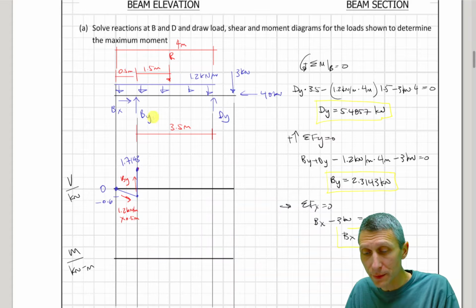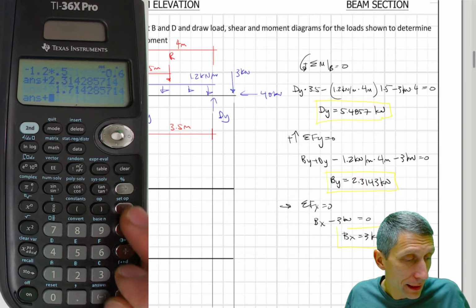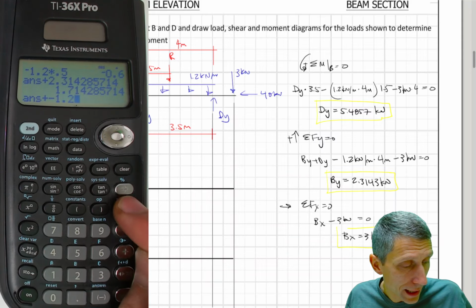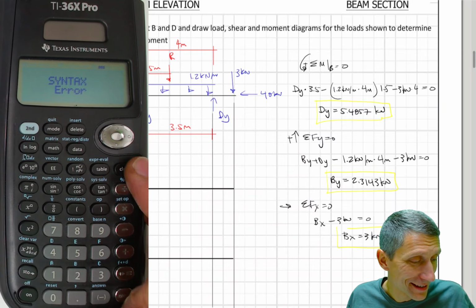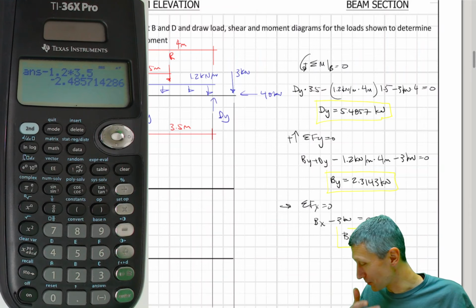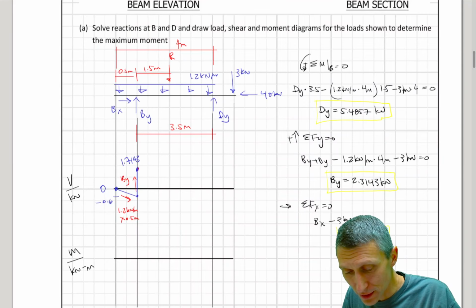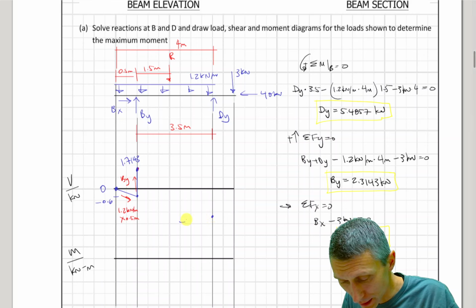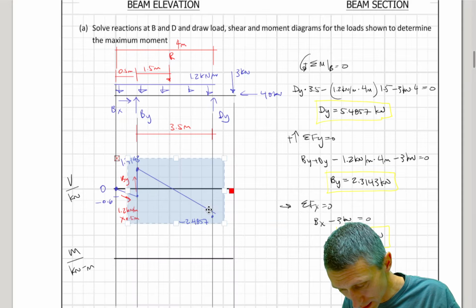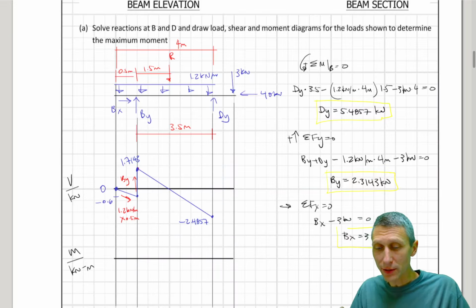Now, R is going to be 3.5 times 1.2. So all I'm going to do here is say minus 1.2 times 3.5. If I get that right, it's going to be minus 2.4857. That's going to bring us all the way down to about here, minus 2.4857. Let's draw those and connect the dots. Okay, so we got down to 2.4857.